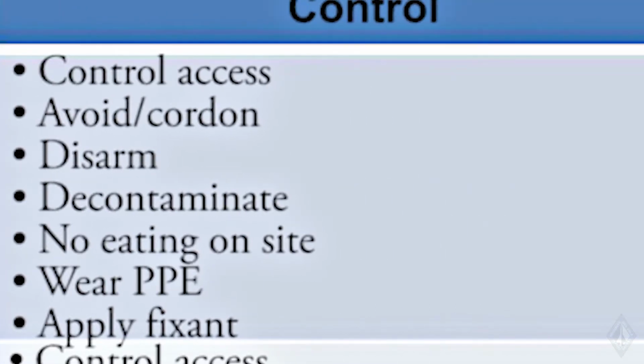Control measures for physical hazards include minimizing the number of personnel on site through strict crash scene access control, avoiding and cordoning areas of greatest risk, disarming explosives or stored energy structures, decontamination, prohibiting eating and drinking on the crash site, and wearing personal protective equipment with respiratory protection when required. Also, carbon fiber can be prevented from becoming an inhalational hazard by applying a fixant or soil tackifier of water, ice, firefighting foam, or acrylic floor wax.